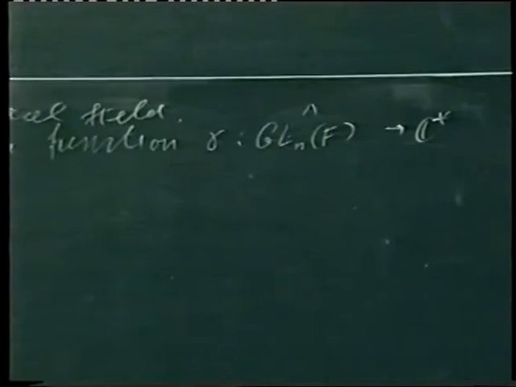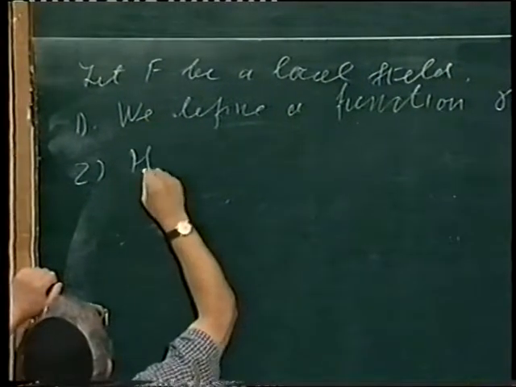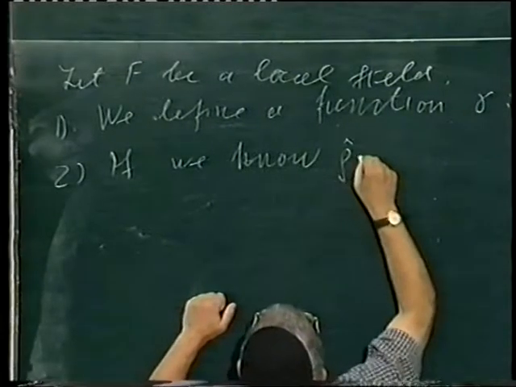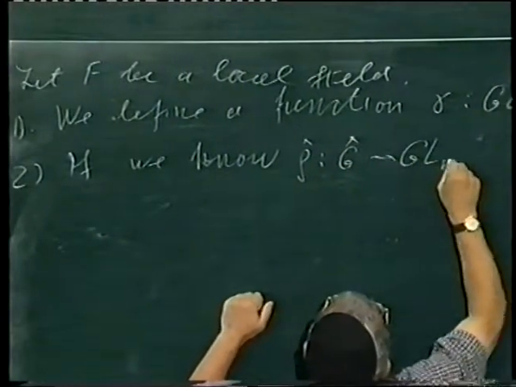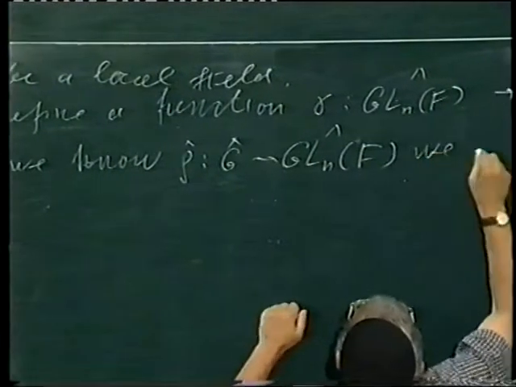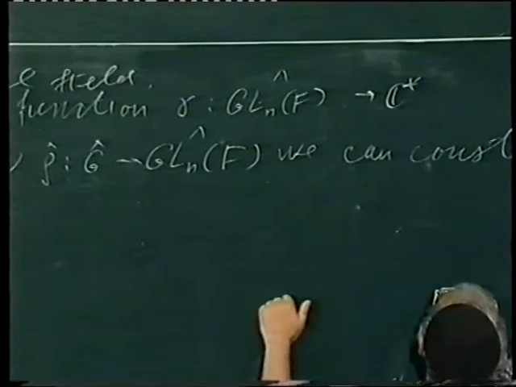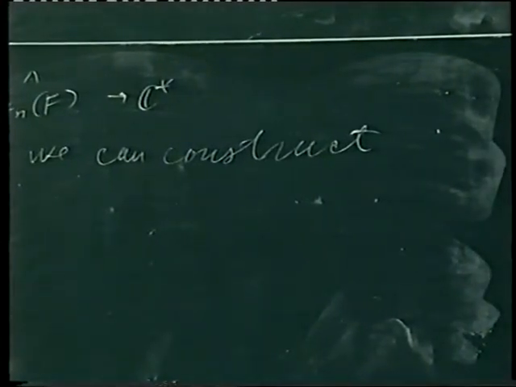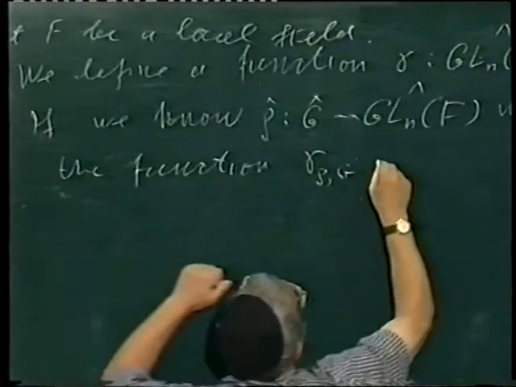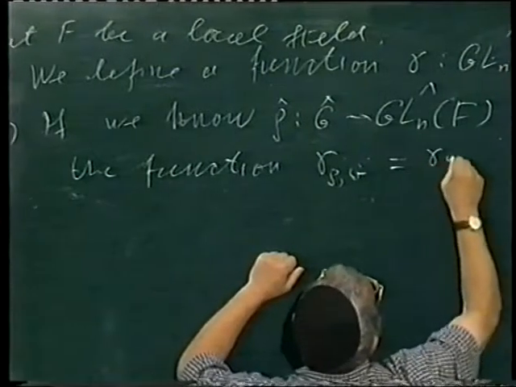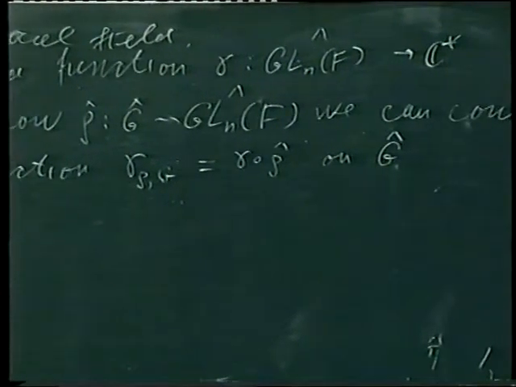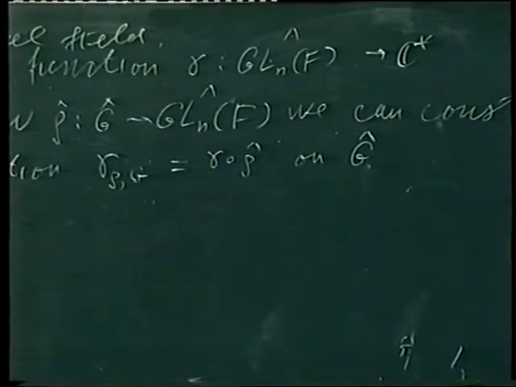We define a function. Two, if we know rho hat of G hat into GL_N(F) hat, we can construct the function gamma_rho of G, which is just the composition of gamma with rho hat on G hat. One can show the knowledge of this function completely determines the representation. I'll talk only about this function.